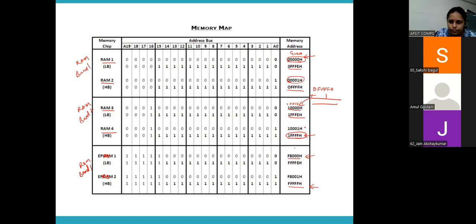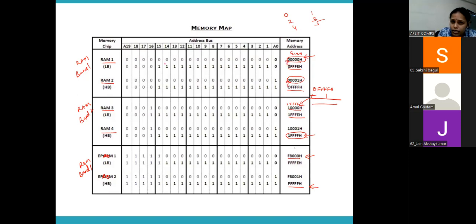See, address 0 goes to the even bank. Address 1 goes to the odd bank. Similarly, 2 here, 3 here, 4 here, 5 here, like that. So if 0000 is going into the even bank, 0001 will go into the odd bank. Similarly, it applies for the ending addresses also. So this is not just two addresses. Okay, there are a lot of addresses between this. So this is actually a range.